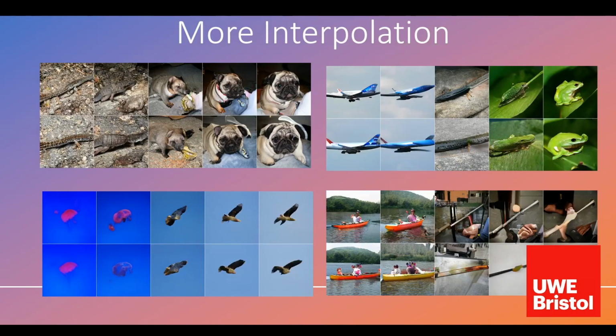We've got an alligator to a pug, plane to a bullfrog, jellyfish to a bird, and a canoe to a spatula. And I was trying to pick very obscure ones to see if we get anything interesting. And I think the most successful one was that sort of alligator to dog, where that middle area was a bit off-putting, but they're all quite interesting to see the progression.